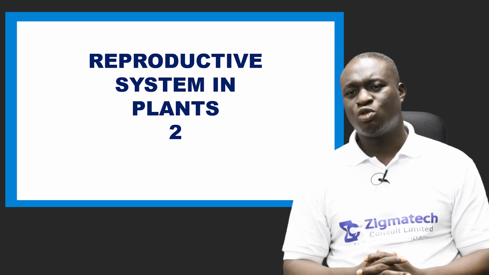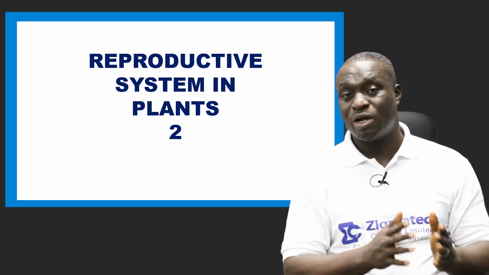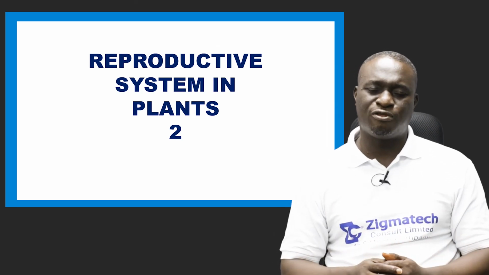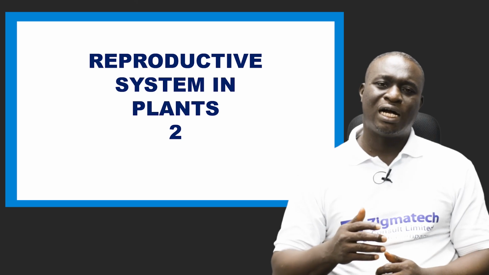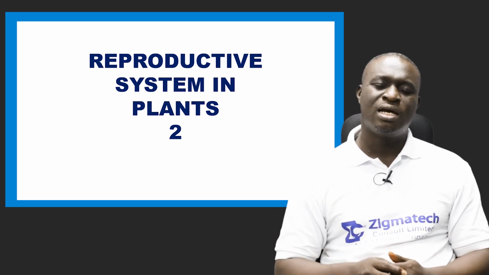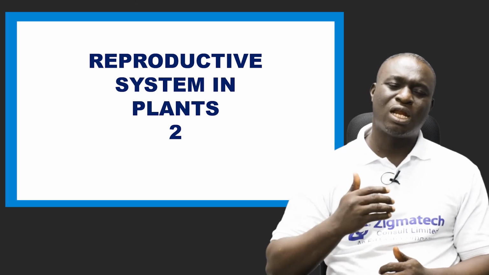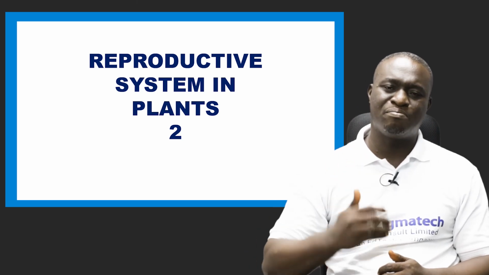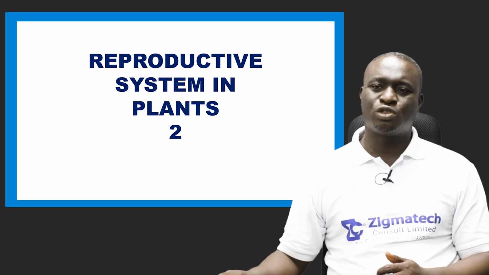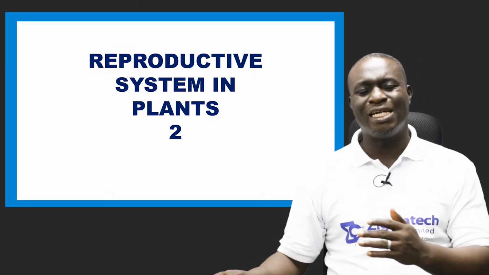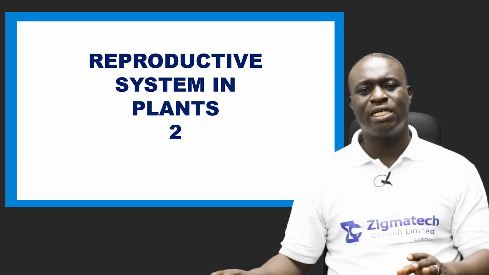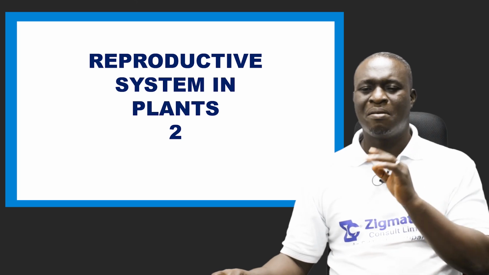Now, today we're going to be continuing from where we stopped. We have looked at the structure of a flower, but before reproduction will actually commence, there is a particular process that must be in place. And that process is what we call pollination. So today we're going to be strictly talking about pollination in flowering plants.